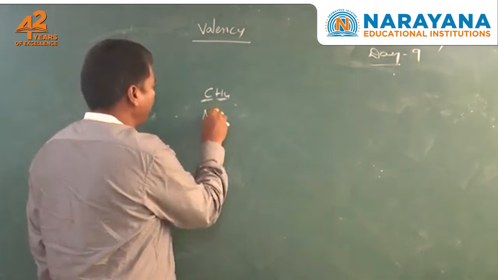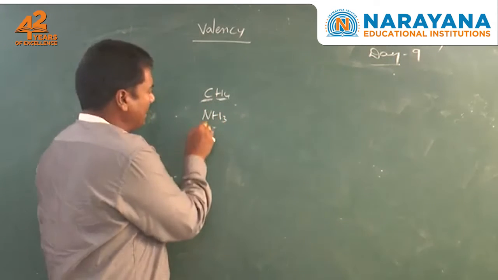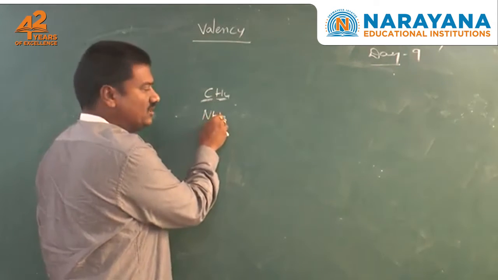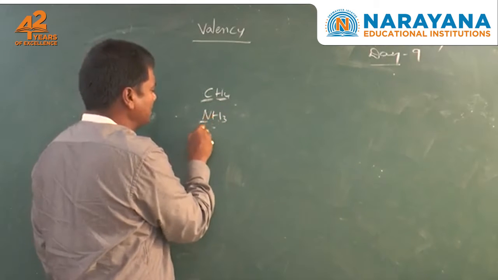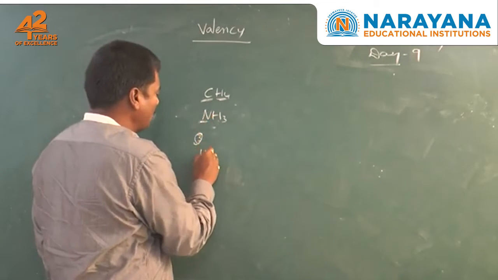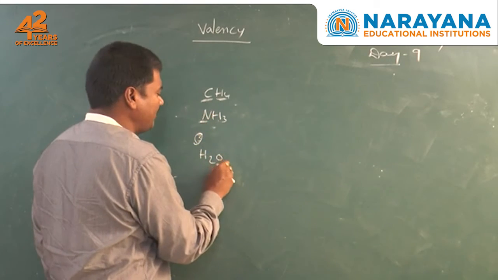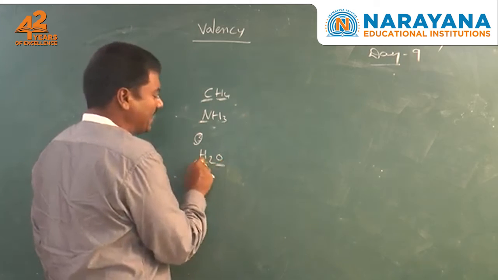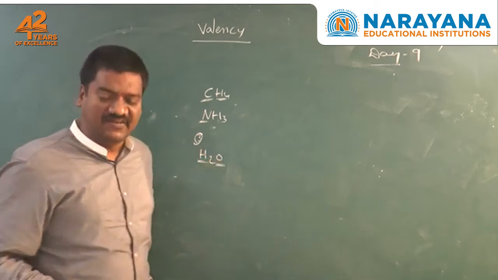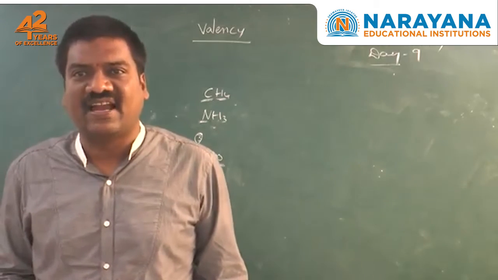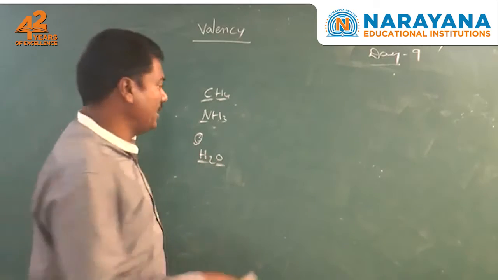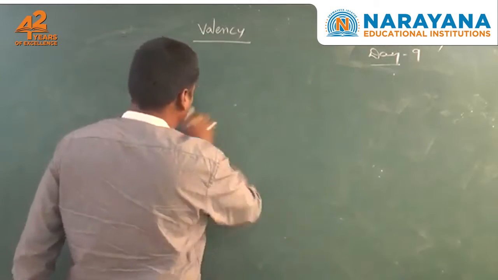Suppose we take ammonia, NH3. Here a nitrogen atom is attached to 3 hydrogens. With respect to hydrogen, the nitrogen valency is 3 here. Suppose we take a water molecule: oxygen is attached to 2 hydrogen atoms. Then the valency of that specific element, oxygen, we can take as 2 here. Like that we can calculate the valency of the specific element.